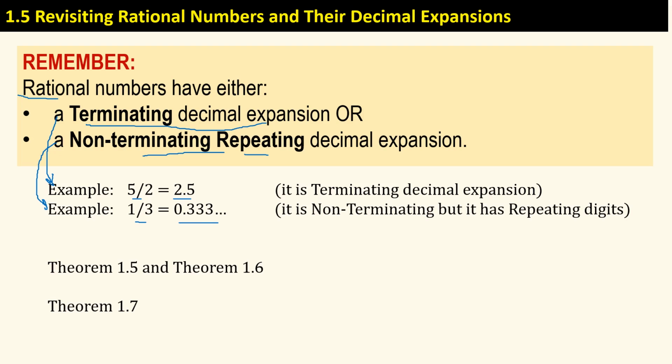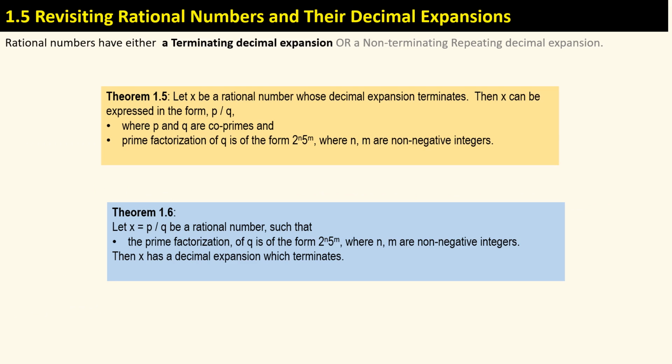For the first part, which is the terminating decimal expansion, we have theorems 1.5 and 1.6, and for the second point, that is non-terminating but repeating, we have theorem 1.7. So what do these theorems say?